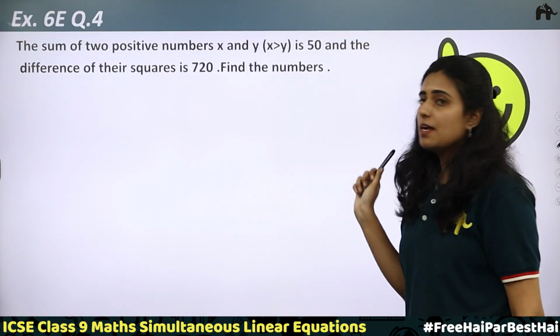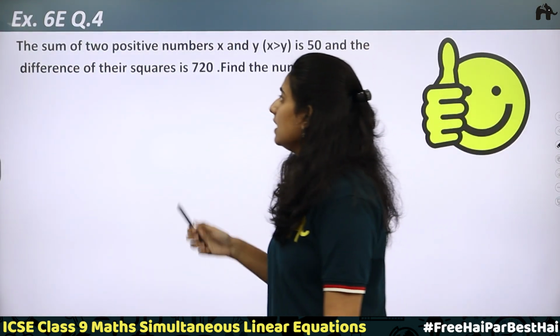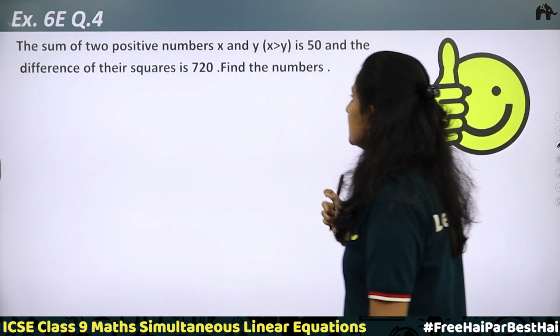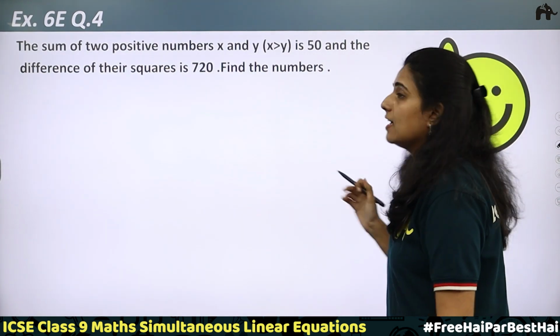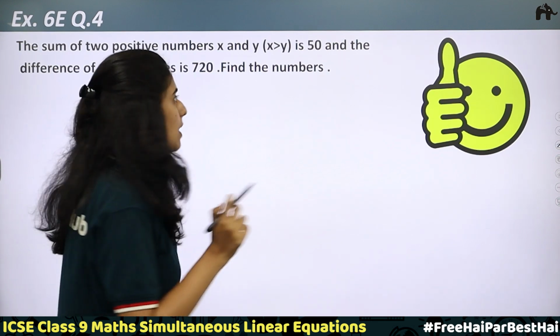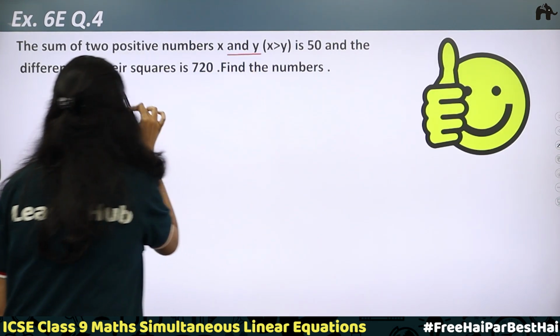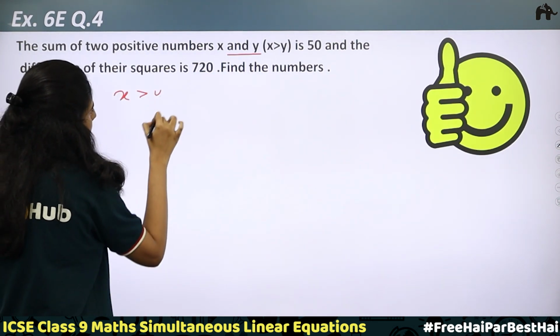Understood this? Question number 4 of exercise 6E. The sum of two positive numbers x and y is 50 and the difference of their squares is 720. Find the numbers. So here the numbers are given, x and y. Also x is greater than y.